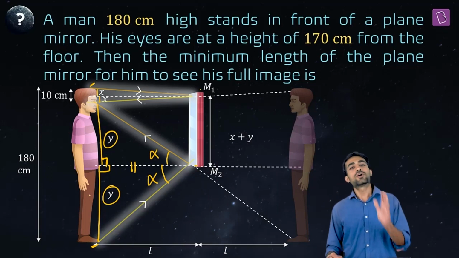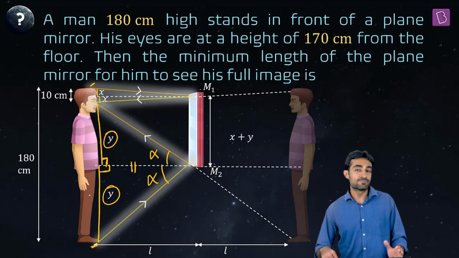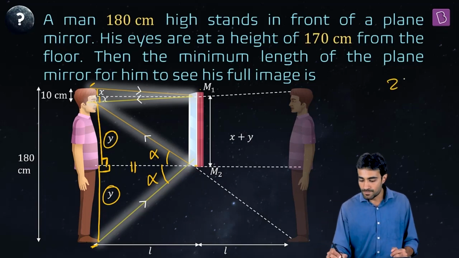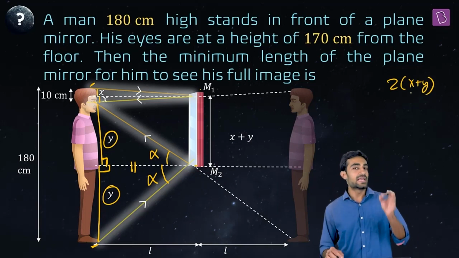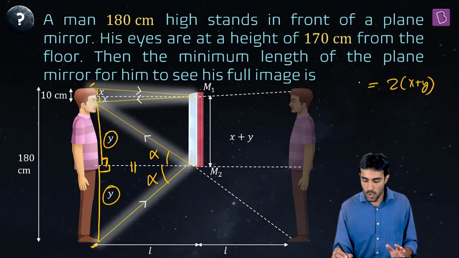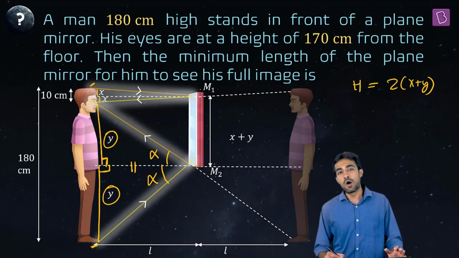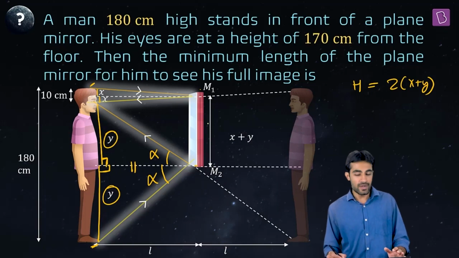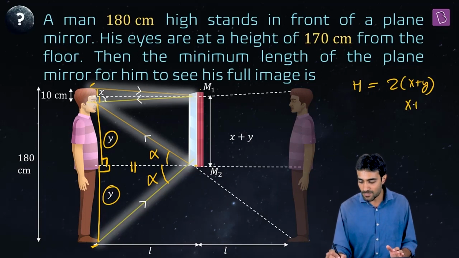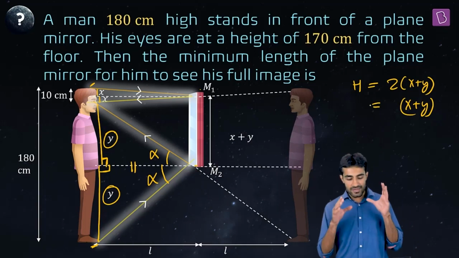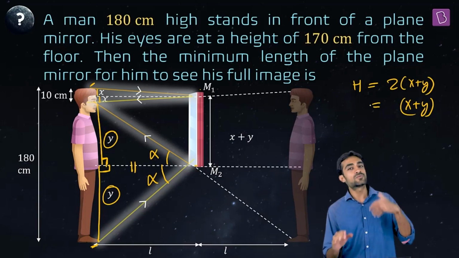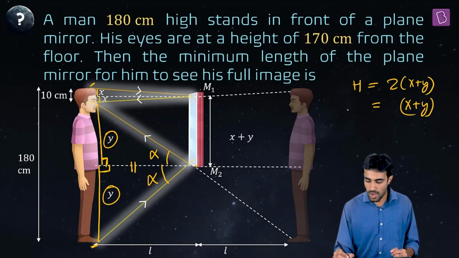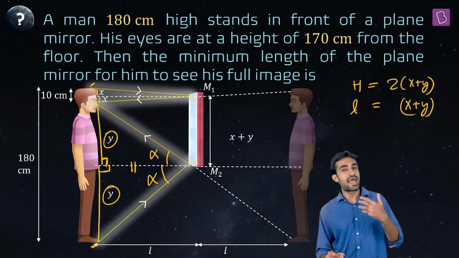Now, what is the total height of the person? You will say it is 2x plus y. Yes. So 2 times x plus y is the height of the person. Let's call it capital H. Now, what is the minimum length of the mirror required? Well, we can see it is x plus y. If the mirror is of this much length and it is placed at this particular location, then the person would be able to see his full image. So let's call this the minimum length L.